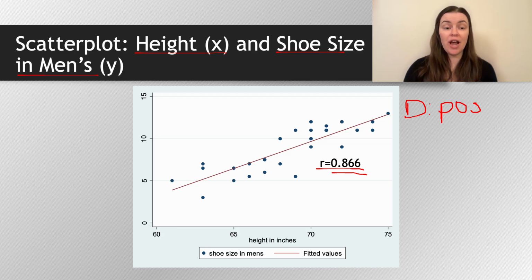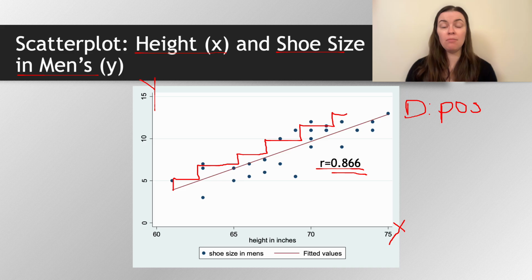Another way we can double check this is by actually taking a look at our X and Y axes. So, knowing that our independent variable here is height and our dependent variable here is shoe size, we can see that as our height increases for men, so does their shoe size, right? We are seeing that both increase at the same time, indicating an overall positive relationship. And so we are good to go on that. So multiple ways that you can check on this here.